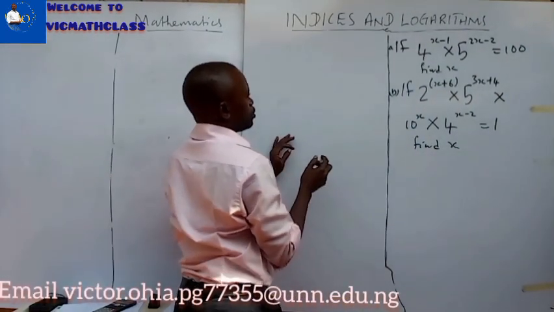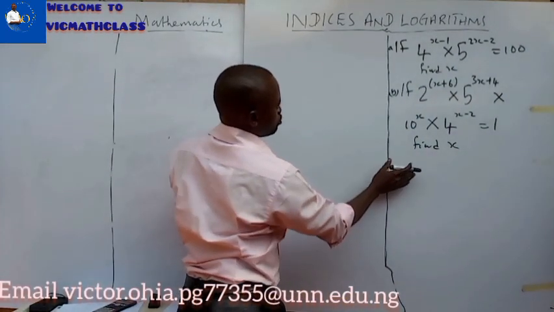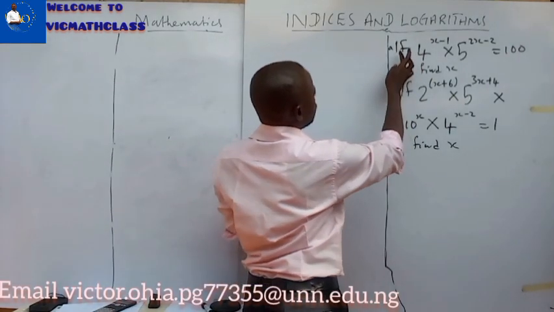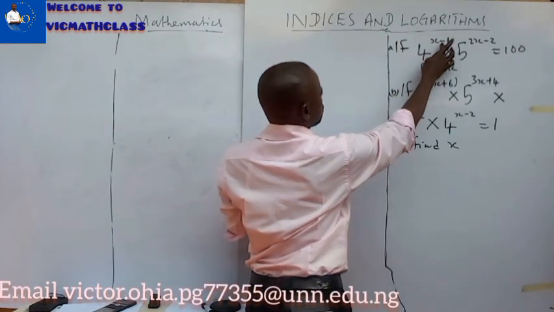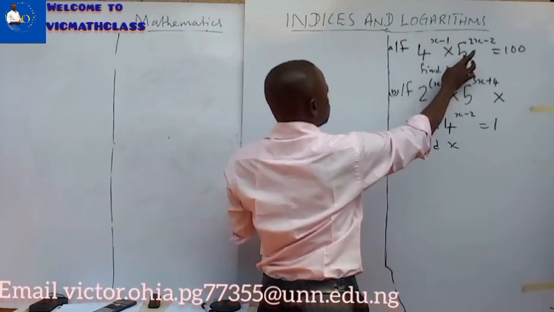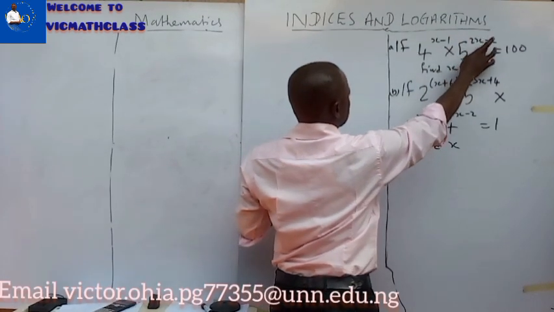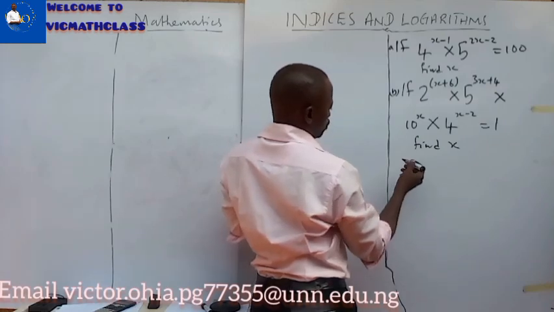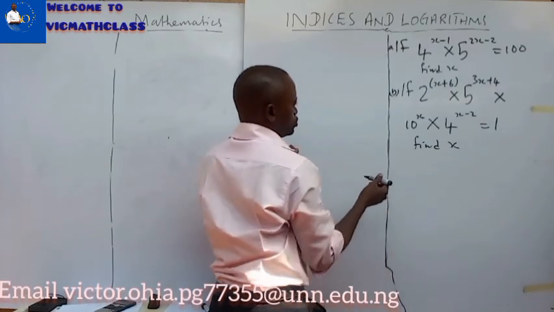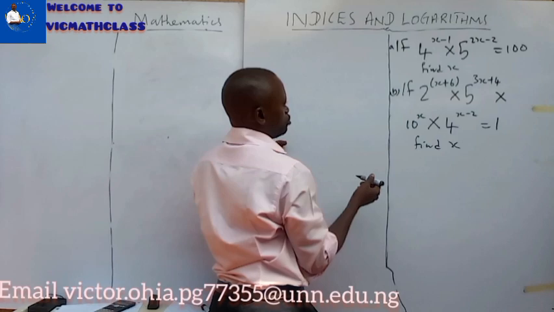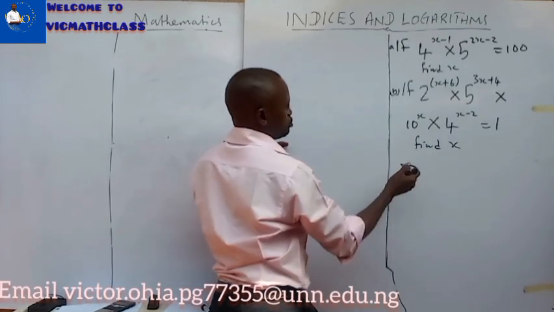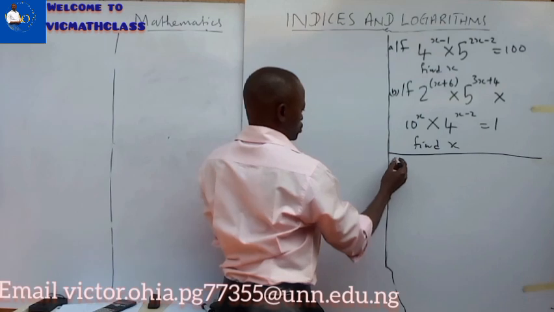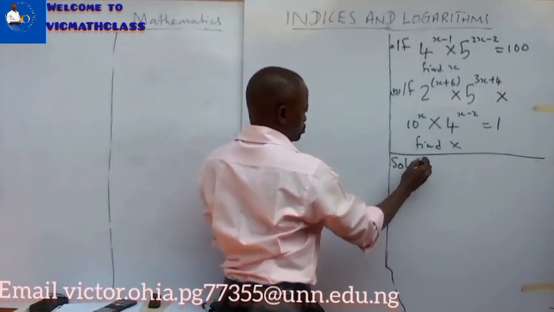If you are given a problem like this that says, if 4 raised to the power x minus 1 times 5 raised to the power 2x minus 2 is equal to 100, find the value of x. What are you going to do to be able to resolve a problem like this? What are you going to do? So we have to start from somewhere.